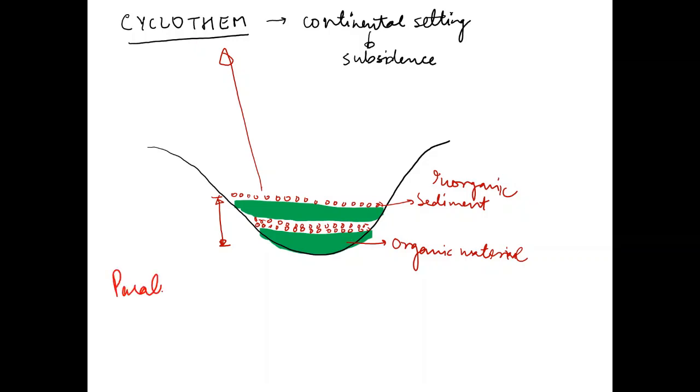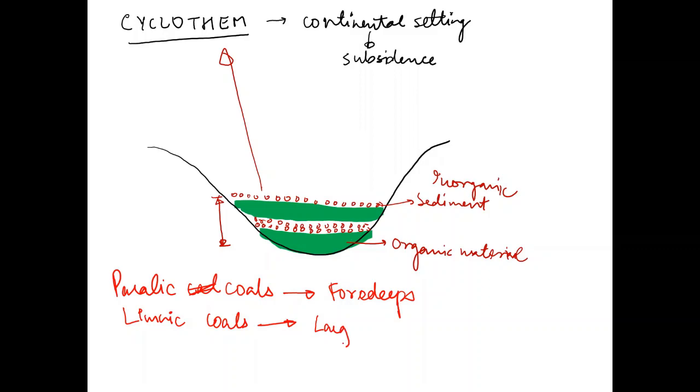Most of the paralic coals get frequently deposited in foredeeps, while limnic coals are laid down in large continental basins. Large continental basins.